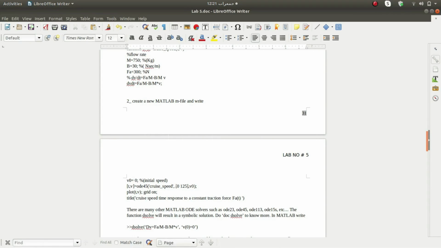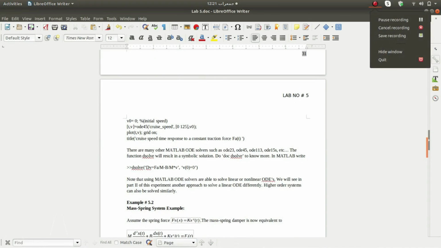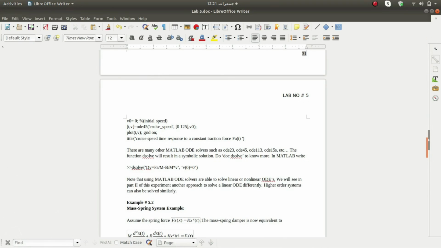respect to time. Grid on basically gives you a graph on the grid, and we have declared the title of our graph. So it will show you the result in the graphical format, and you can see here we are also using dsolve for the same equation.